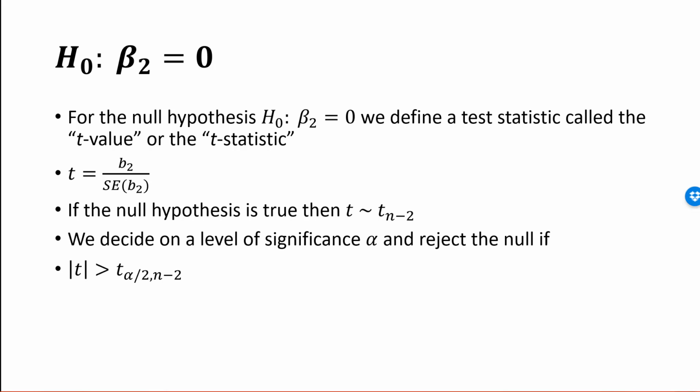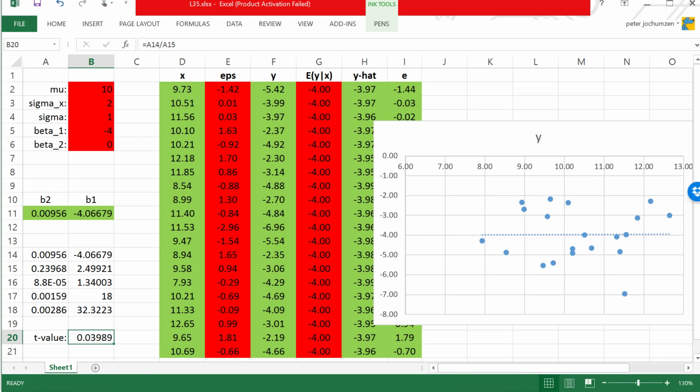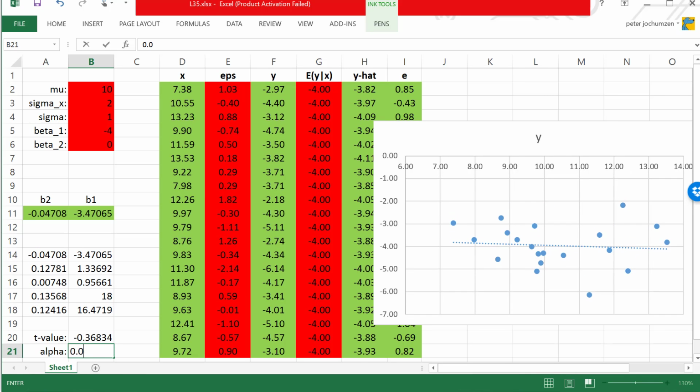So when the absolute value of the t-statistic is greater than the critical value, then we are out in the tails, and we should say that this probably doesn't come from a t-distribution, and that then means that beta 2 was not 0. So let's find the critical value for this particular setup, and let's do that with alpha equal to 5%.